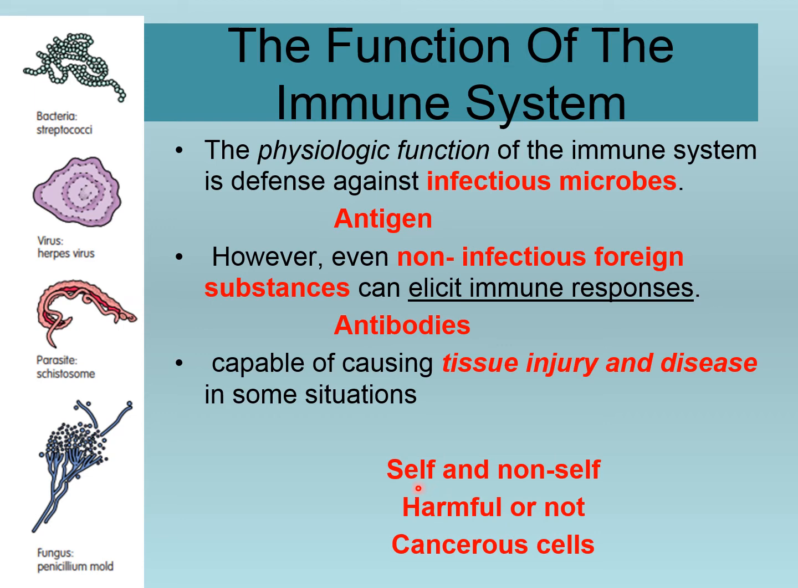If it is self, no immune response is generated, and if it is non-self, it has to pass through another checkpoint. It checks whether the non-self substance, microbe, or invader is harmful or not to the human body. If it is not harmful, it can again result in no response. However, if the non-self substance is declared harmful, it will trigger an immune response and the immune system will try to eliminate it.